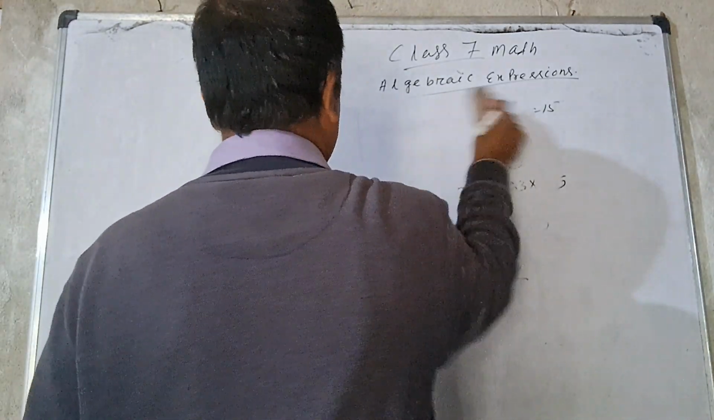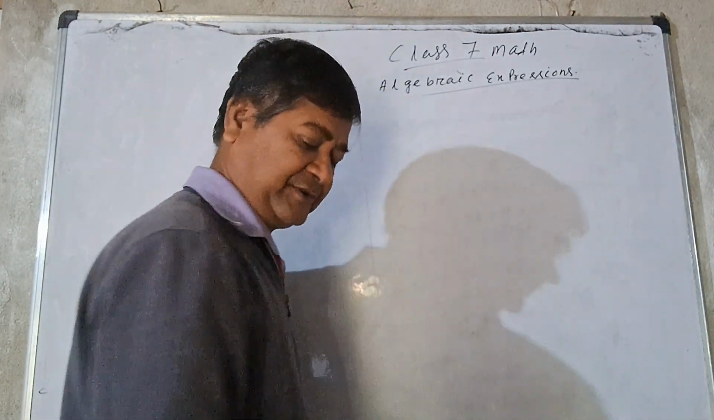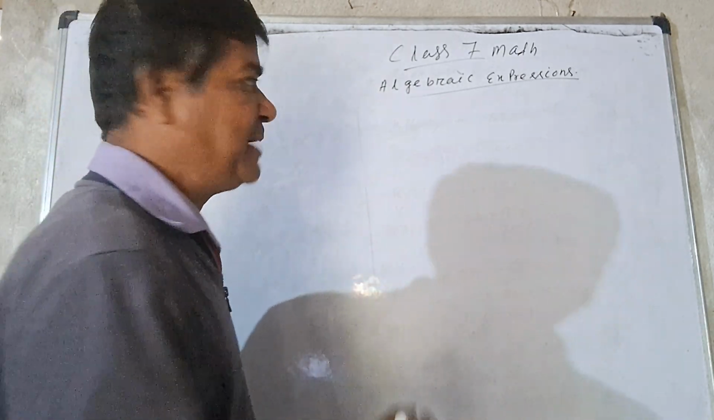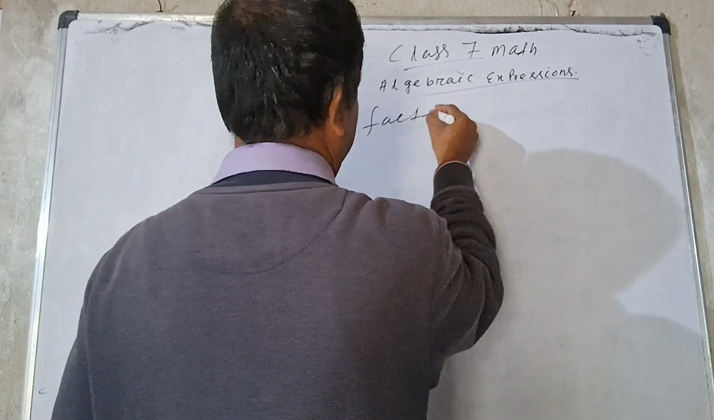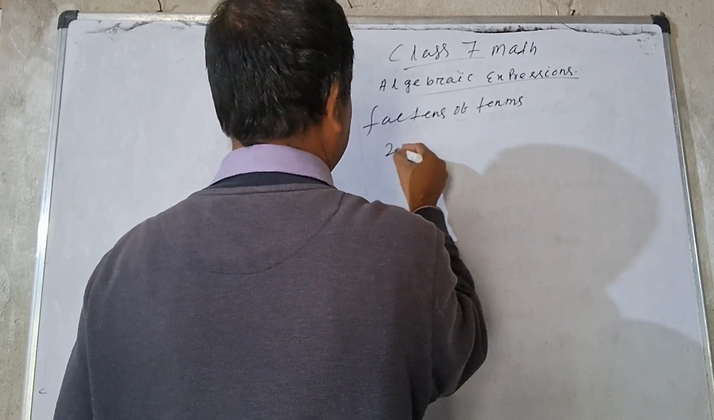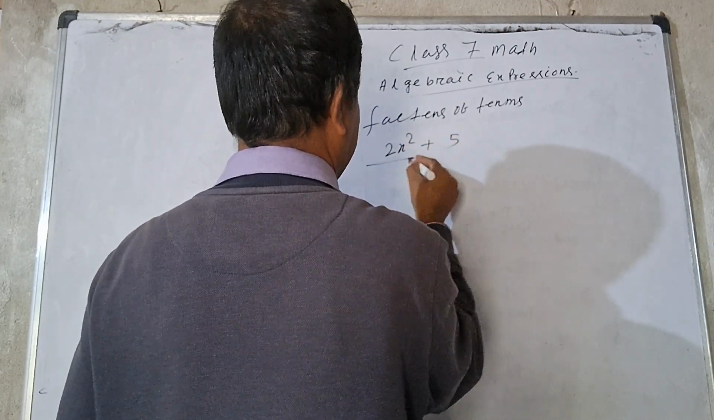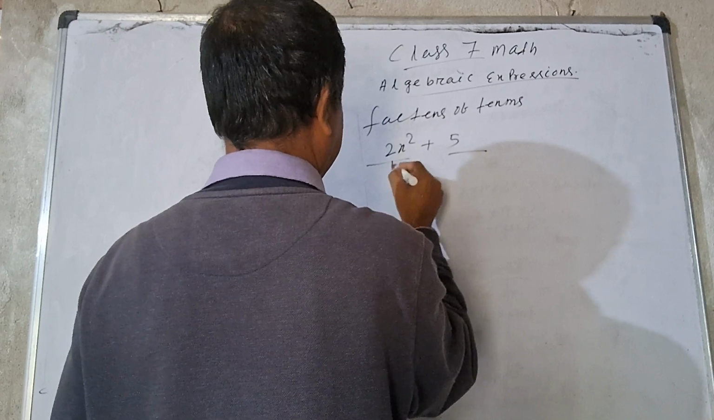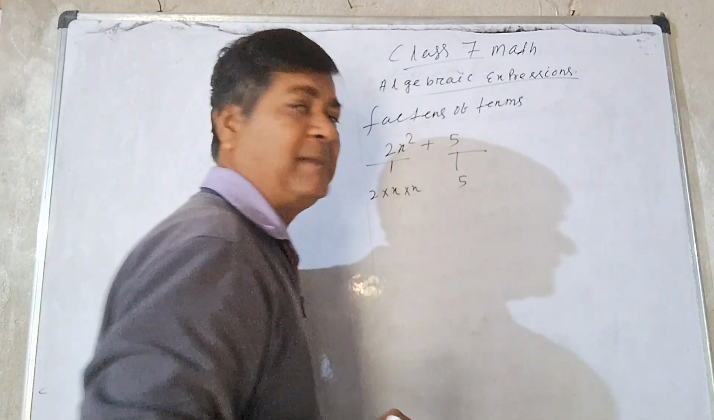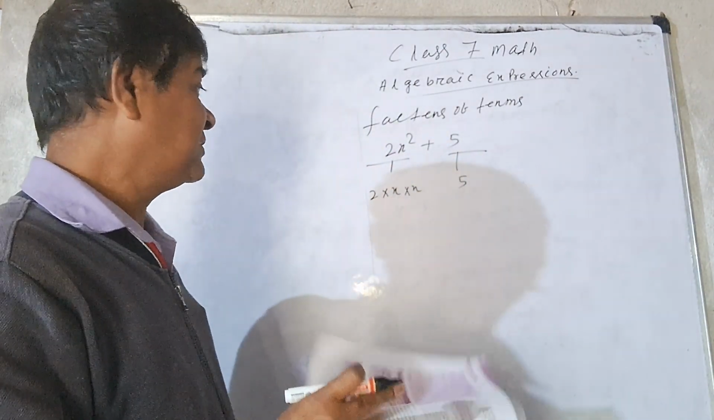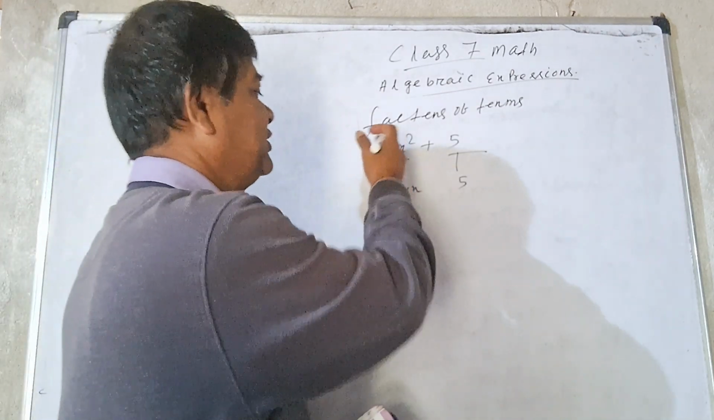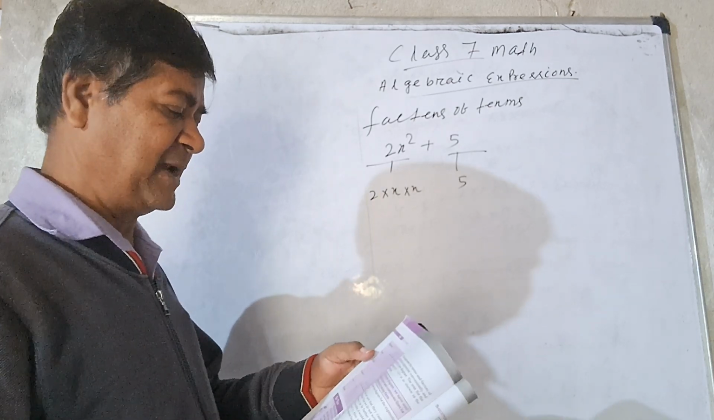Now, another thing about your algebraic expression is the factors of terms. Factors. 2x square plus 5. There are two terms. Factors are 2 into x, and here it is only 5. 5 is a constant. That means factors are different things multiplied within a term.